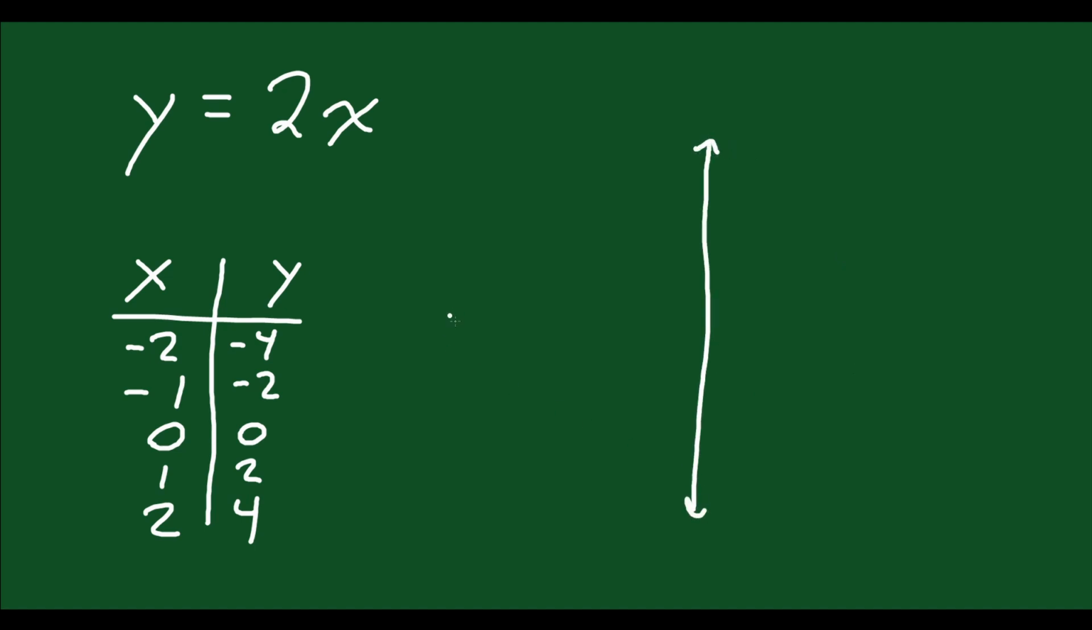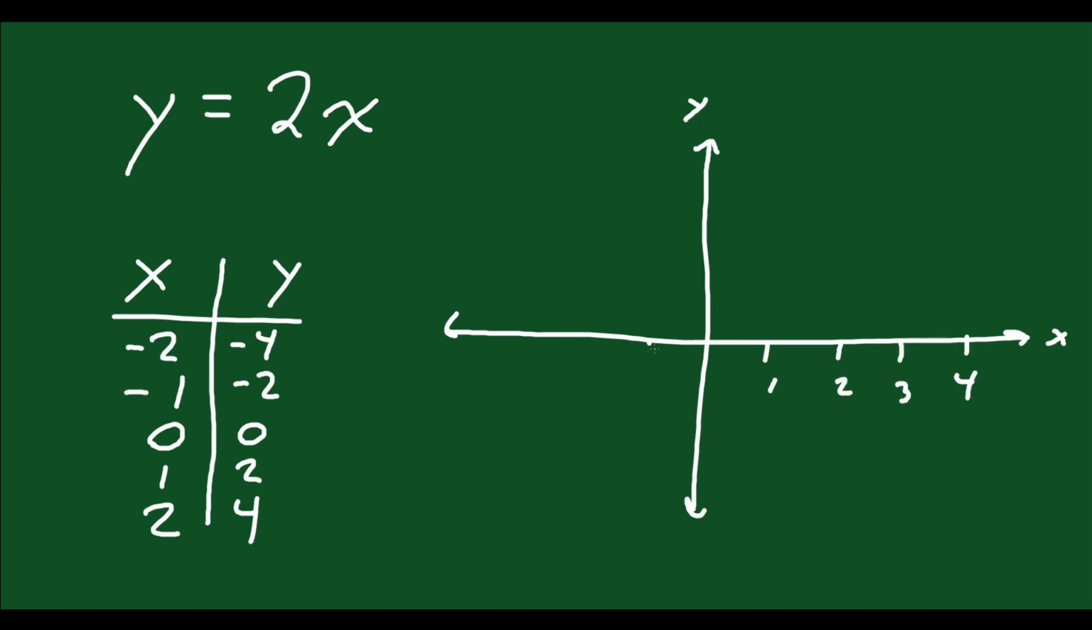So let's draw our plane again. X, y, 1, 2, 3, 4, -1, -2, -3, -4 on each axis. I'm not going to write all the numbers just because it's going to save some time. So let's graph this, right? So at -2, you're at a height of -4, so you're way down here. At -1, you're at a height of -2. At 0, you're still at 0. At 1, you're at 2. And then 2, 4. So up here.